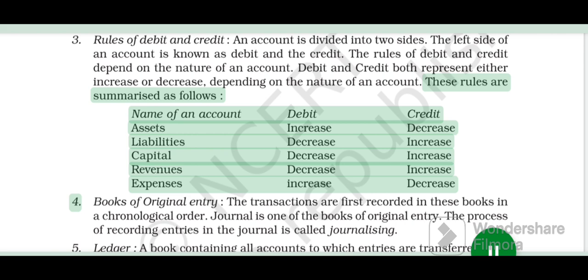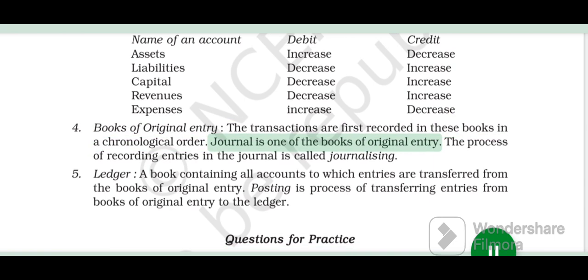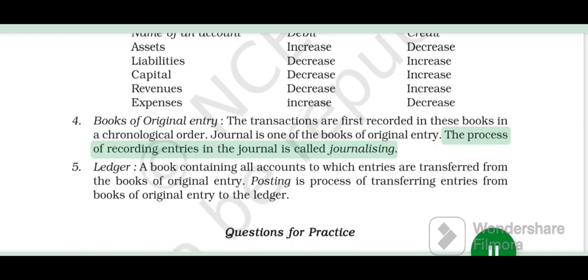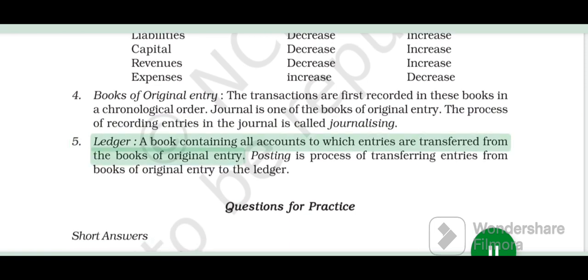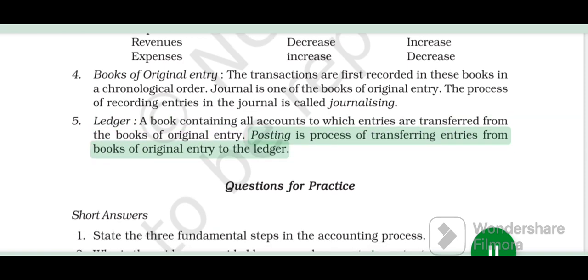4. Books of original entry. The transactions are first recorded in these books in a chronological order. Journal is one of the books of original entry. The process of recording entries in the journal is called journalizing. 5. Ledger. A book containing all accounts to which entries are transferred from the books of original entry. Posting is the process of transferring entries from books of original entry to the ledger.